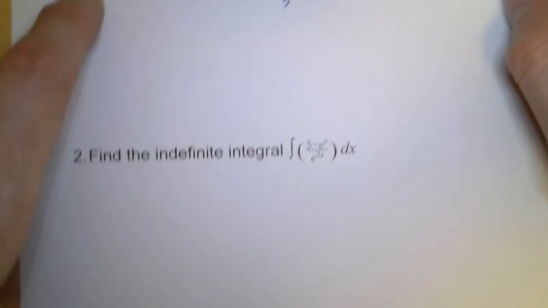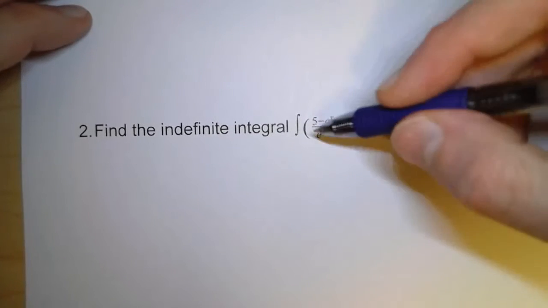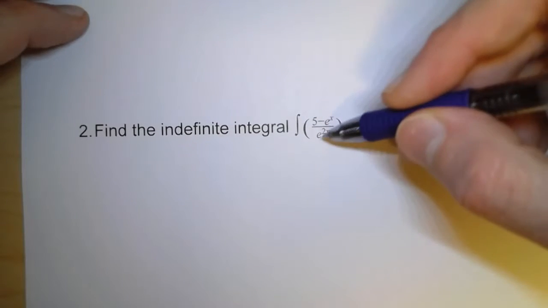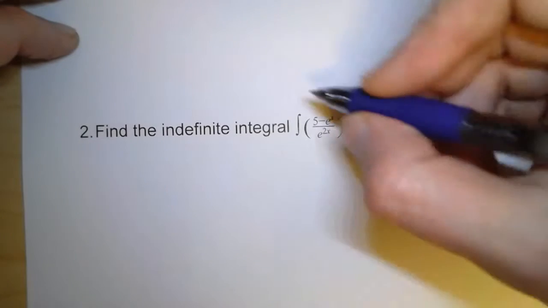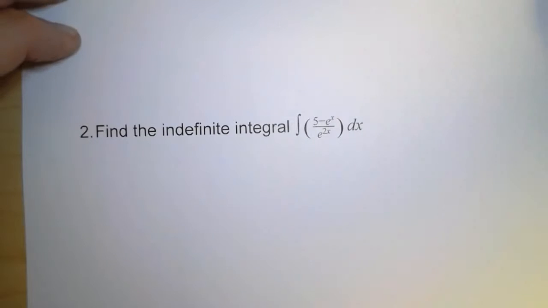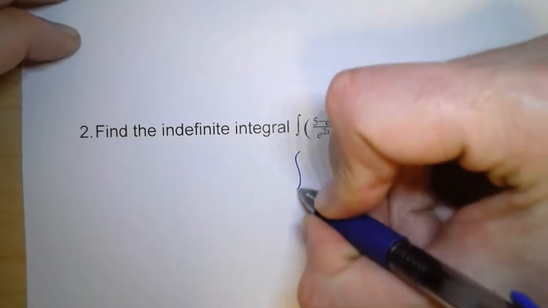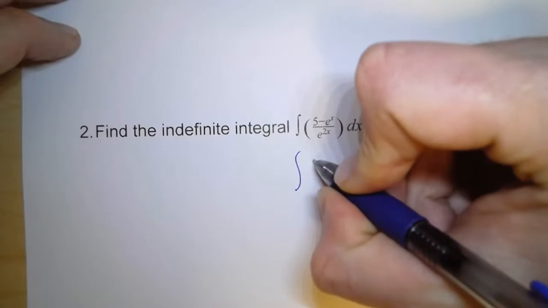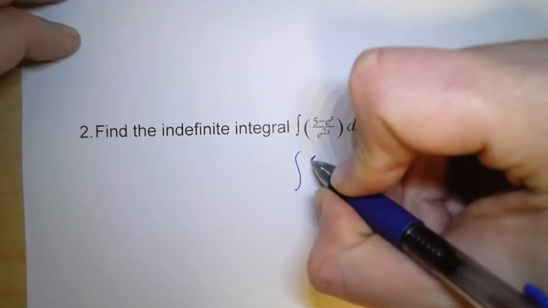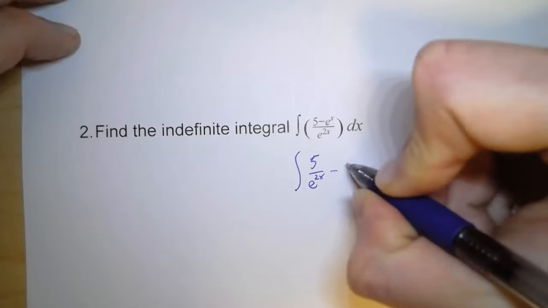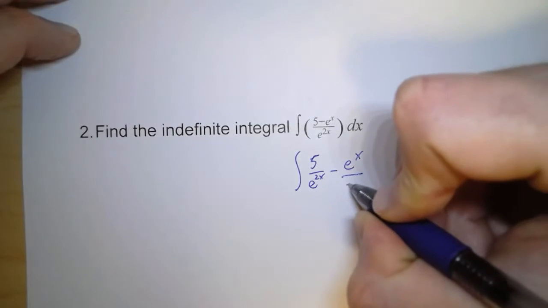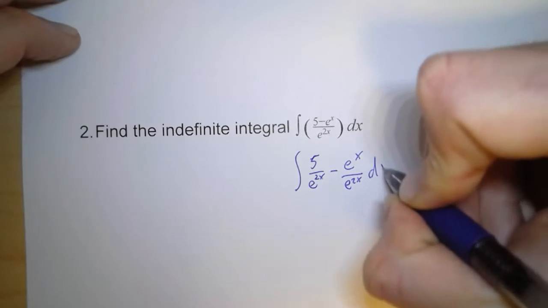So looking at the second one, here we have the quantity 5 minus e to the x all over e to the 2x. Now the thing to remember is that there really isn't a quotient rule for integrals. So what we have to do is take this quantity and break it up. So that is, we have 5 over e to the 2x minus e to the x over e to the 2x dx.